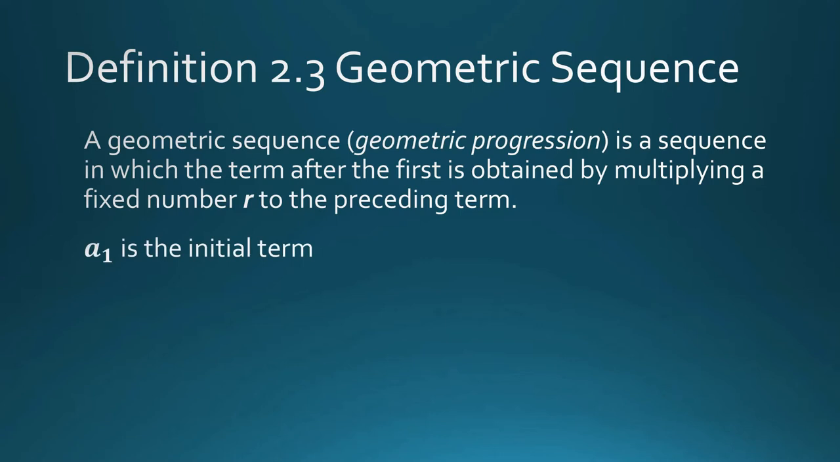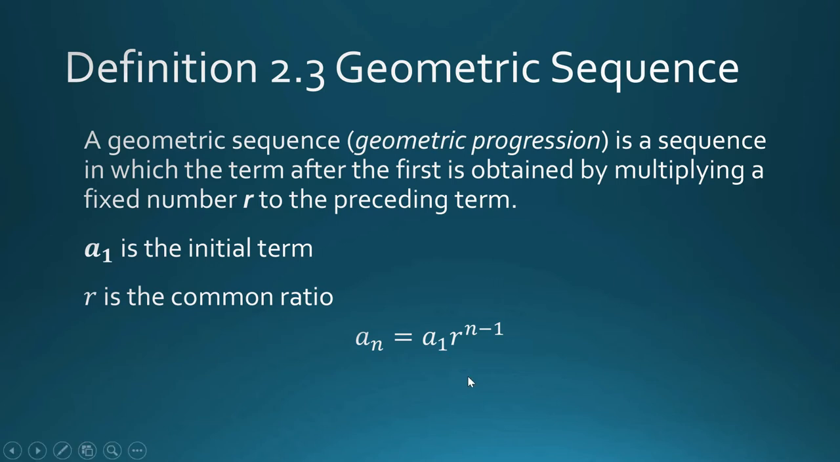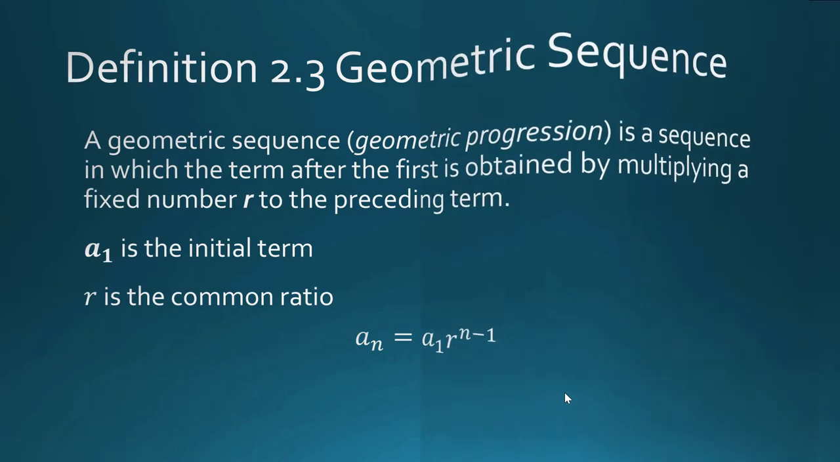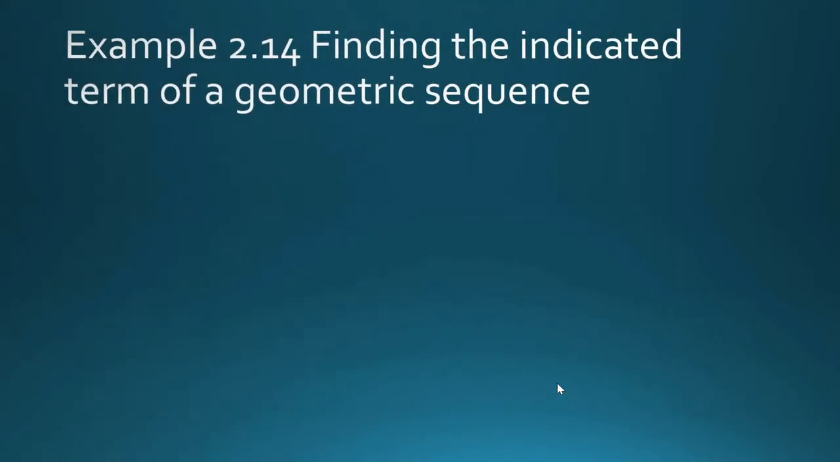A sub 1 is the initial term, r is what we call the common ratio, and this is how we compute for the general term or for the nth term. A sub n is equal to the first term times r raised to n minus 1. Okay, so let us interpret that. Let us put that into action.